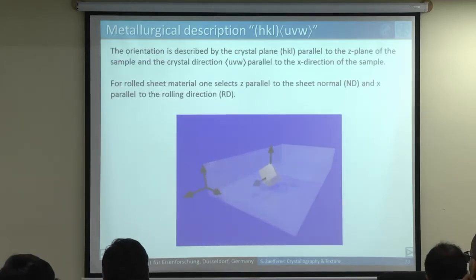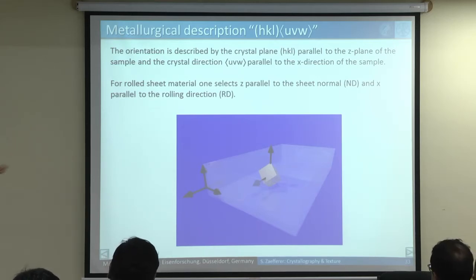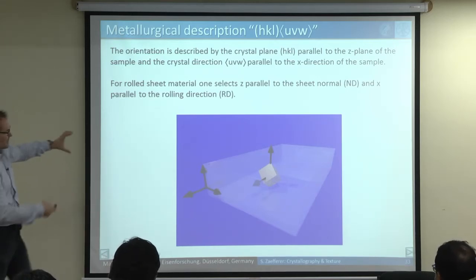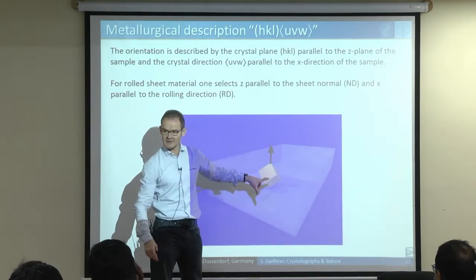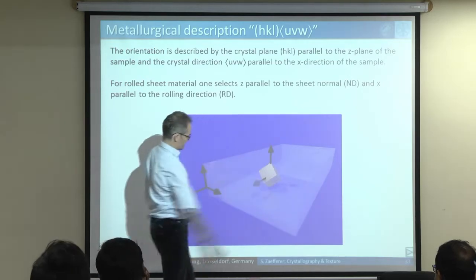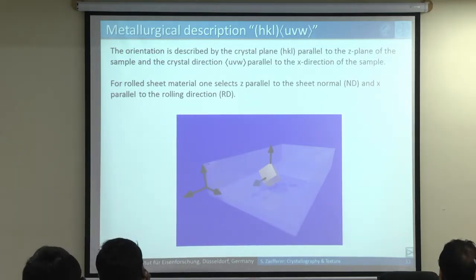Let's forget about the text. You have a crystal in a sample. So here's my sample, and inside there may be a crystal. So this is not a square crystal, this is just the lattice of the crystal. Around this there may be the crystal. And now I want to describe how the orientation of this crystal stands with respect to this coordinate system.